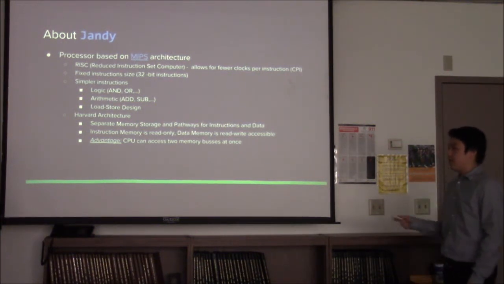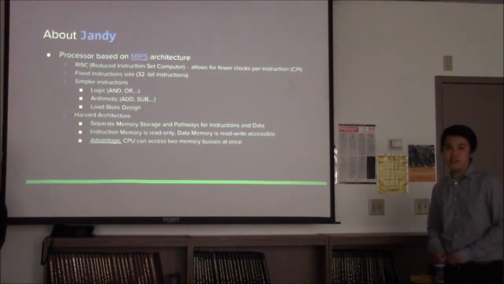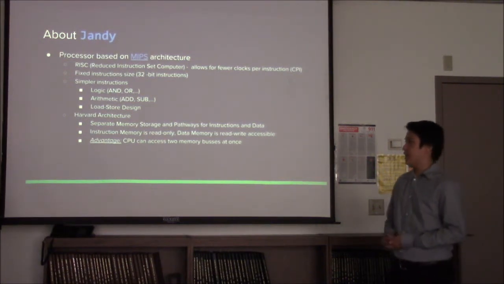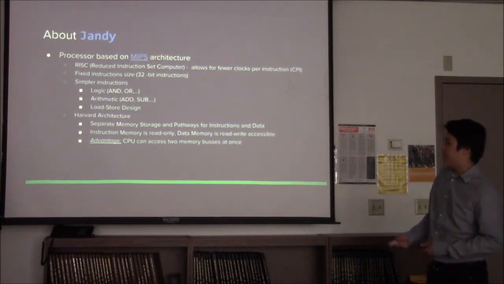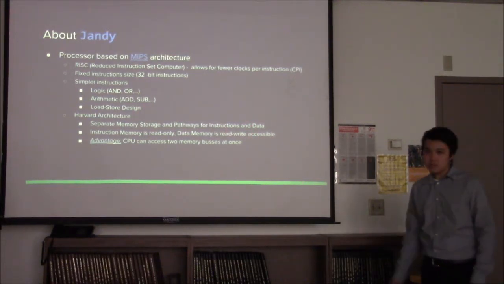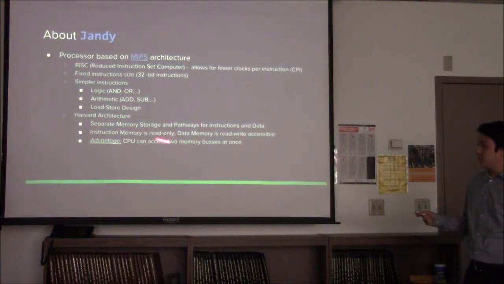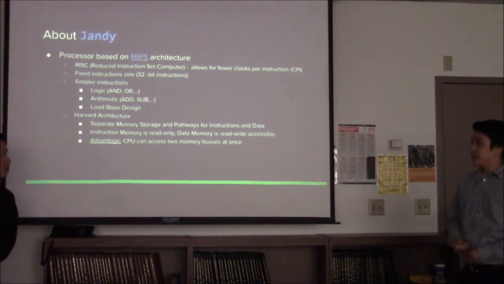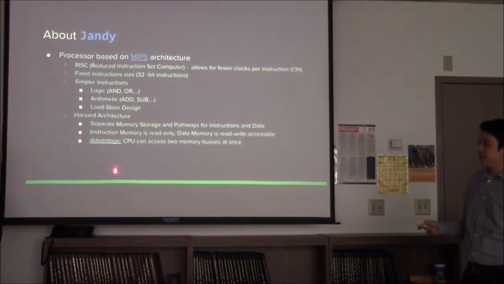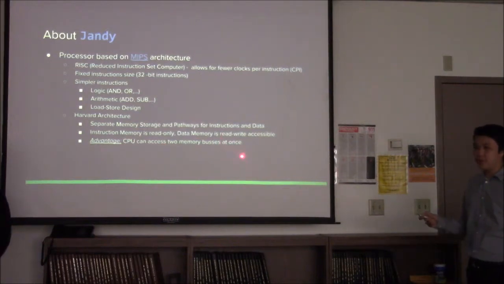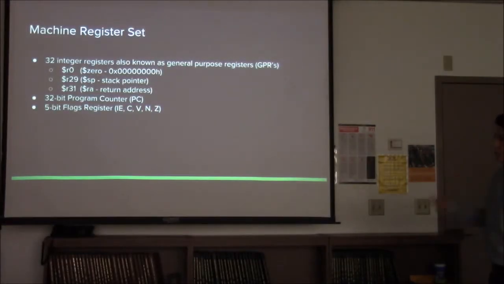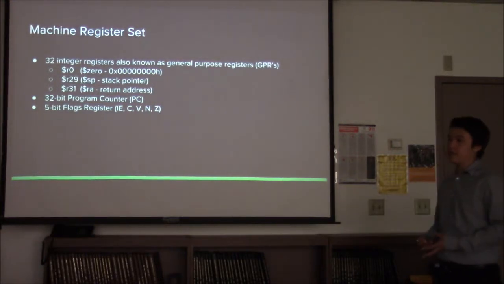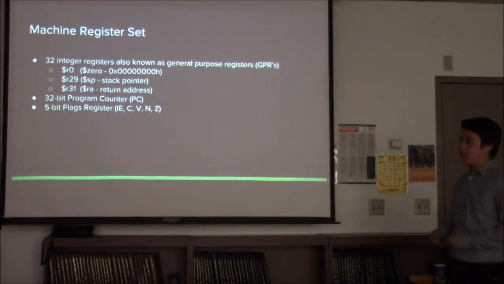And our CPU does implement a Harvard architecture memory. So what that means is that we have separate memory storage and pathways for instructions and data. For our instruction memory, it is read-only. It is only meant to fetch instructions and be decoded, while our data memory is able to be read and written to. And the advantage of doing a Harvard architecture is that the CPU can access two memory buses at once.